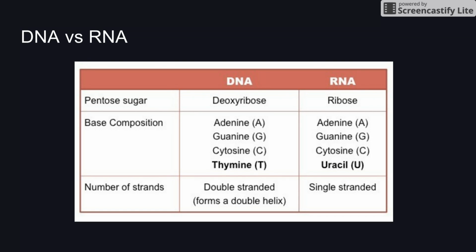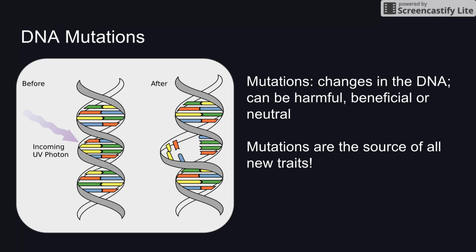The final difference here is the number of strands. So DNA is always going to be double-stranded. There's two sides, just like a ladder, with the bases on the inside. RNA, though, is just half of a ladder, so we say it's single-stranded.